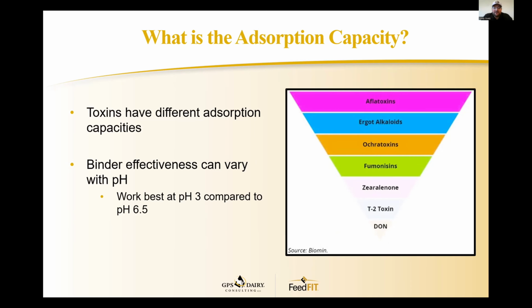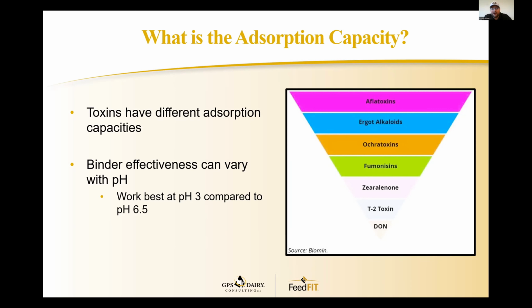And when it comes to these binders, their effectiveness can vary by pH. So it's crucial that if you're looking into a binder, the company or somebody who's trying to sell it to you has looked at these at various pHs, whether that's a 3 like the abomasum or a 6.5 like the intestine.